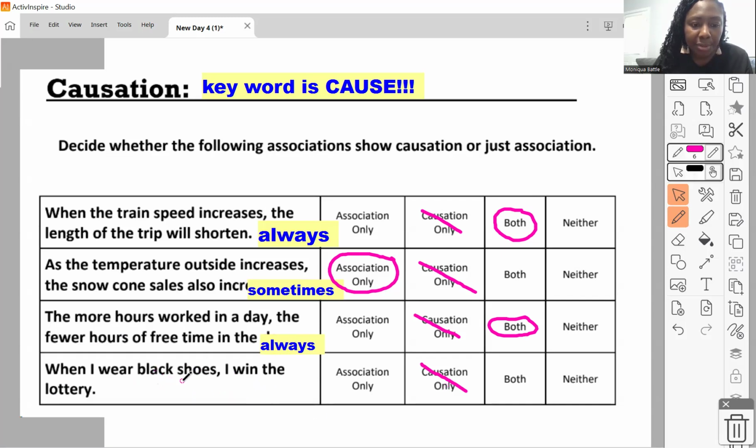Okay, wearing black shoes and winning the lottery. So if I wear black shoes, does that cause me to always win the lottery? No. And if it does, you're probably lying. So no, that is not what's going to happen. So please finish this part of your notes, but keep listening because the next couple of slides are going to give you some more examples before you actually start your work.